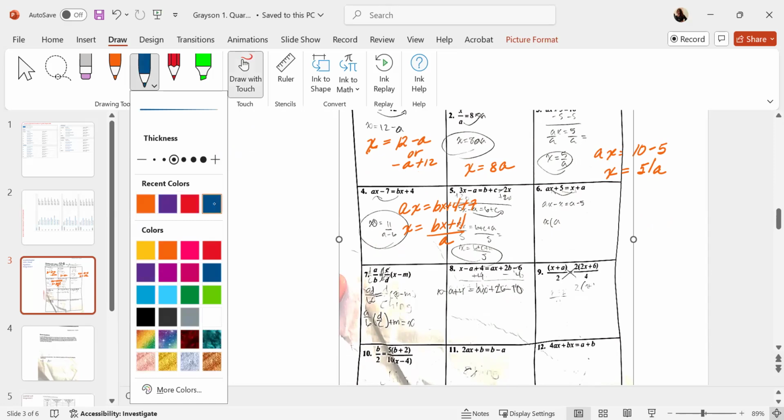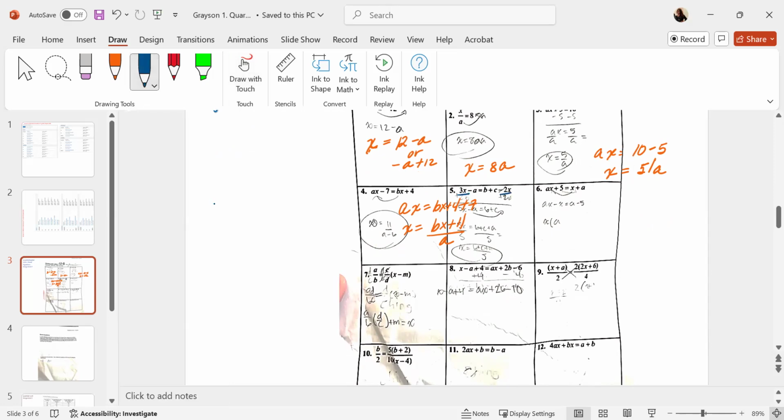Okay, for number 5, you're solving for two different sides. Move the smaller x, which is negative 2x, so you're going to get 5x equals b plus c. Add the a on both sides, 5x equals b plus c plus a.